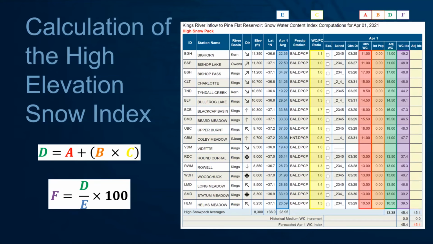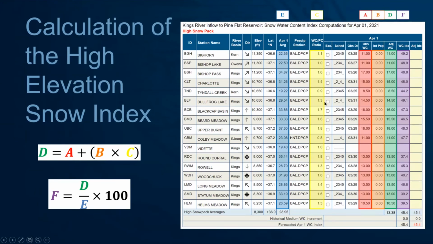Looking at the calculations for the high snow elevation index, it's similar to how the precipitation indices are also calculated, but with a different type of intervening precip component. If you looked at this example, say for Bighorn, this is on the Kings River for the April 1 forecast this past year. Basically, what we're doing is taking what was actually observed water content from that snow course measurement, so 11 inches right there. This was actually measured on March 25th. Looks like no snow actually fell between March 25th and April 1st, so the intervening precip would be 0.